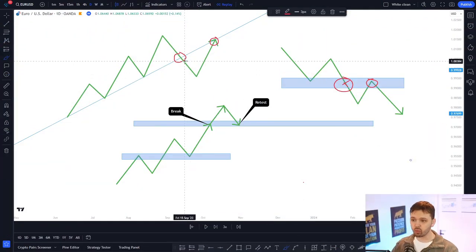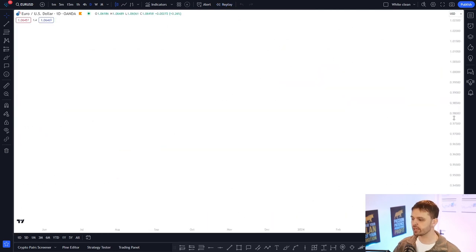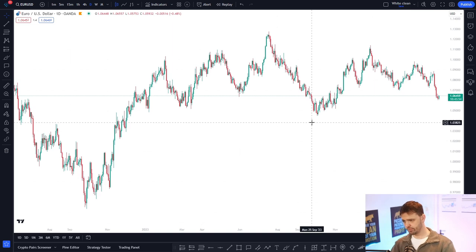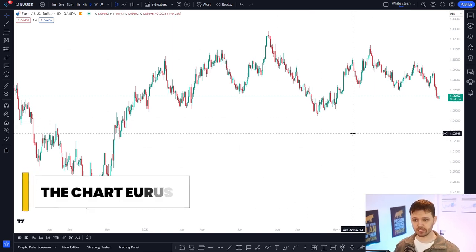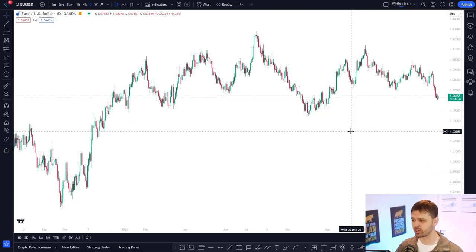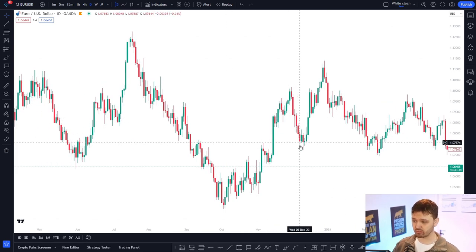So now that we know what to look for, let's see if we can find some interesting real examples in the markets. So we've got the current prices and structure of Euro USD, and let's see if we can identify some break and retest here on the daily chart for Euro USD. Now, the first thing I notice here is I can see a very clear break and retest right here.